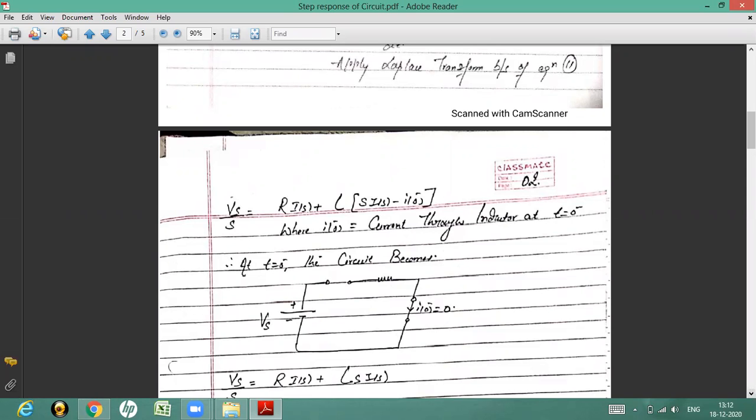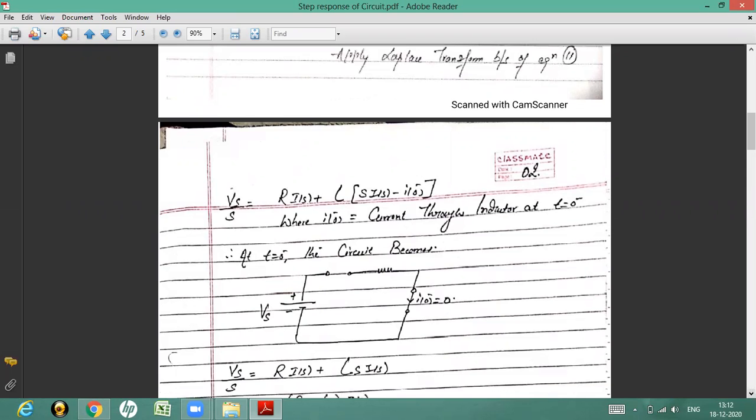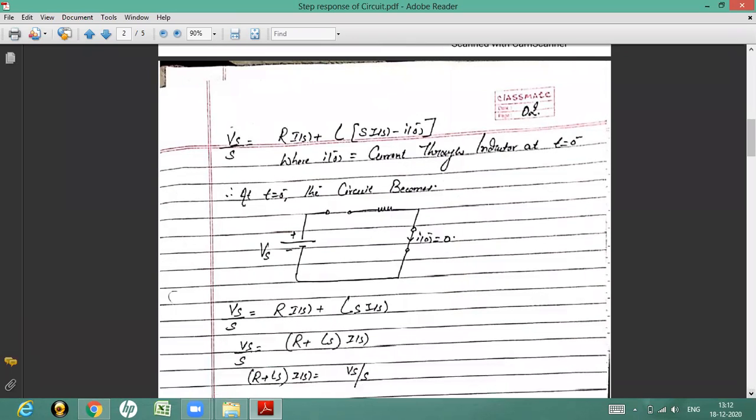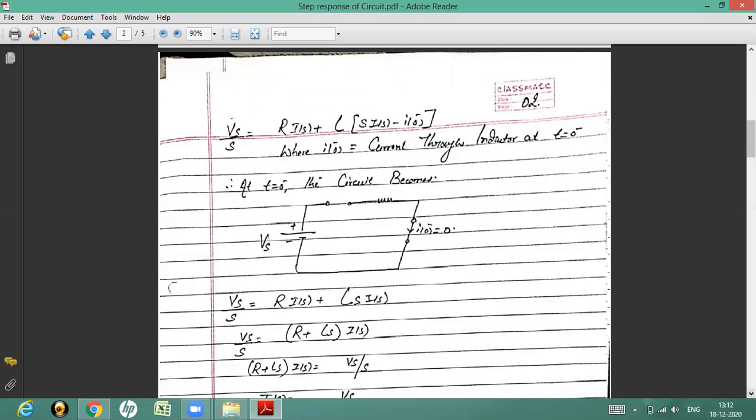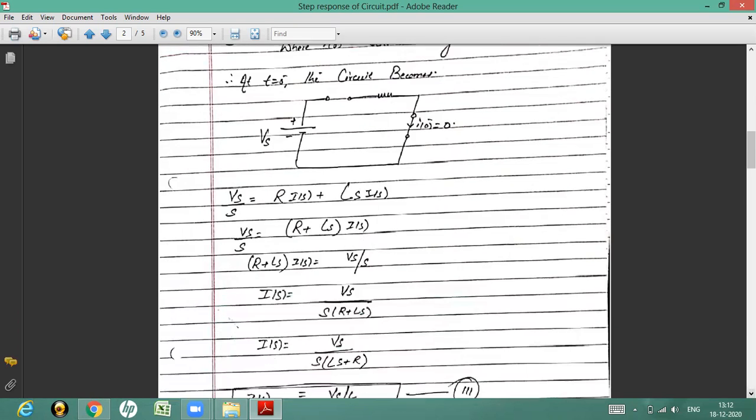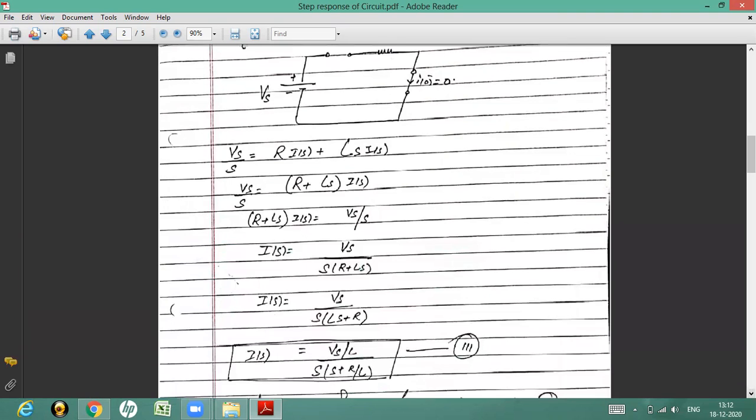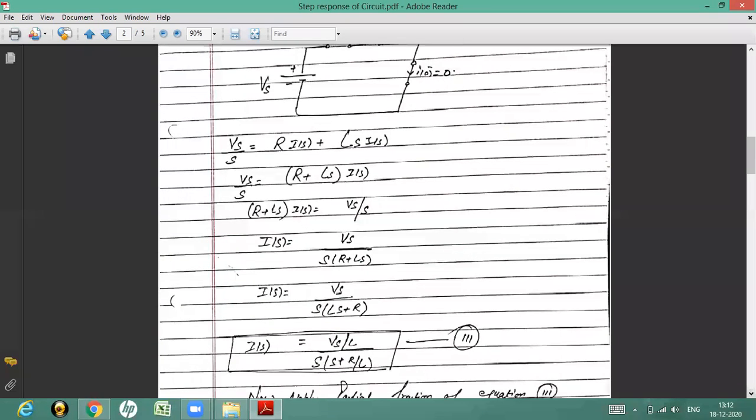And if you substitute this value I naught equal to 0 in your above equation, you are getting only the equation that is Vs upon S equals R I of S plus L S I of S. So here you have Vs upon S. I can take I of S as common, so here we have R plus L S into I of S. From that equation, you can easily get the value of I of S, and this I of S becomes Vs upon L S into S plus R by L, and this is your equation number 3.